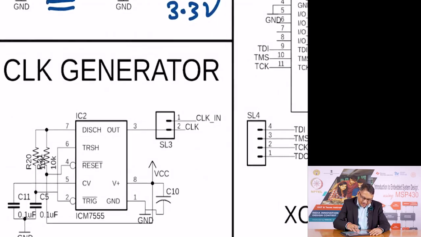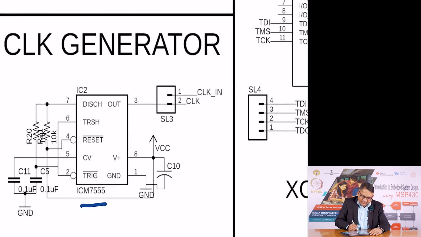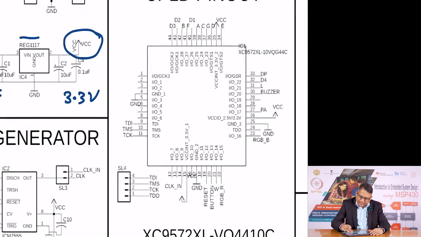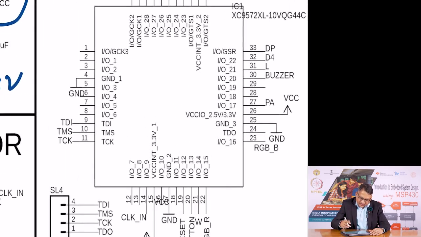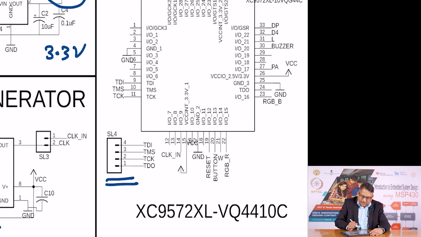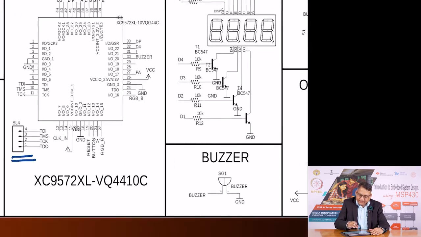The clock generator is based on a 7555 astable multivibrator, and it produces about a few kilohertz of clock. We do not need a very high frequency clock. Here is the CPLD, which is an XC9572. Various outputs of the CPLD are connected to the various peripheral devices such as displays, buzzers and LEDs, and here is the JTAG connector, which is TDI, TMS, TCK and TDO. This is an external interface.